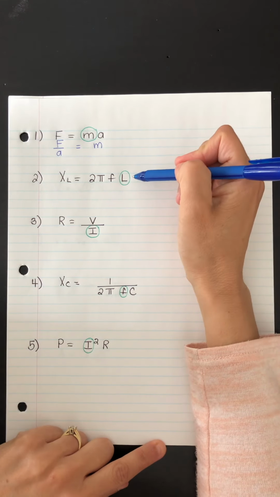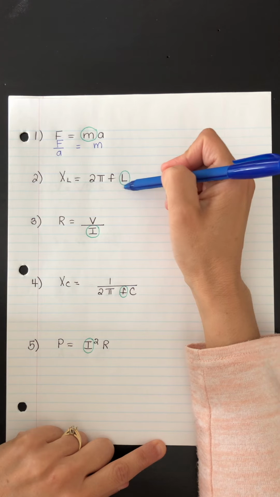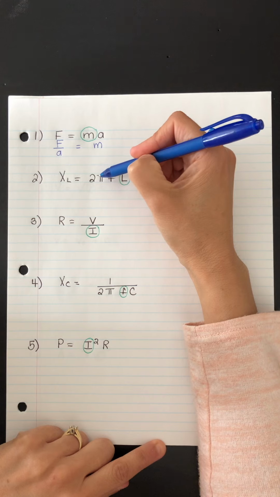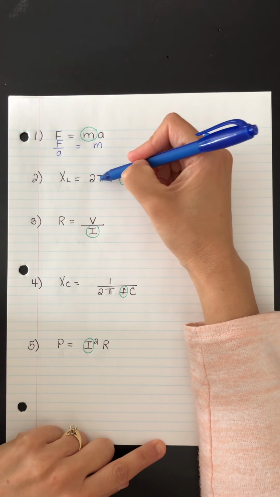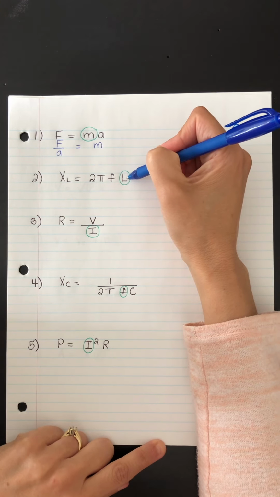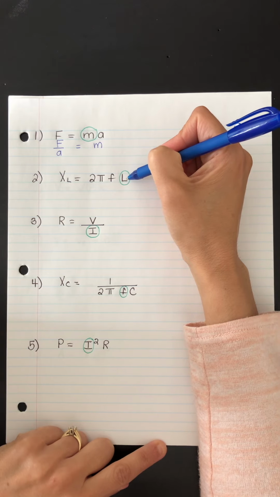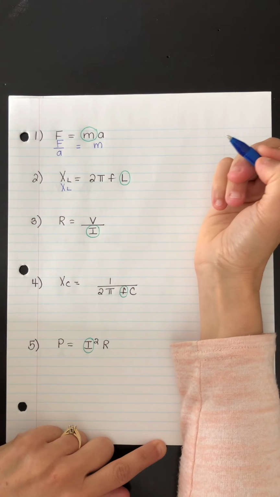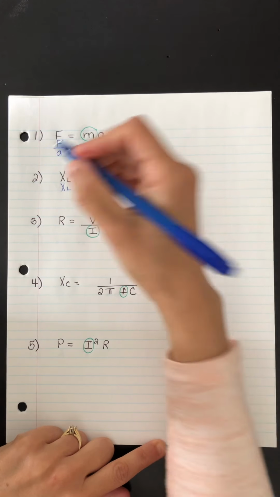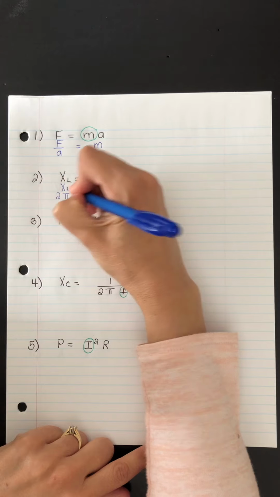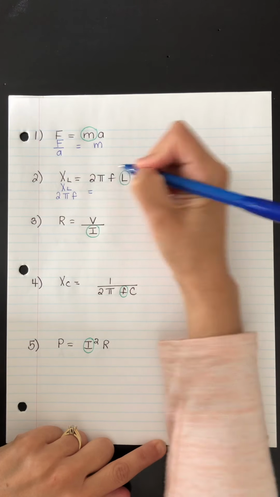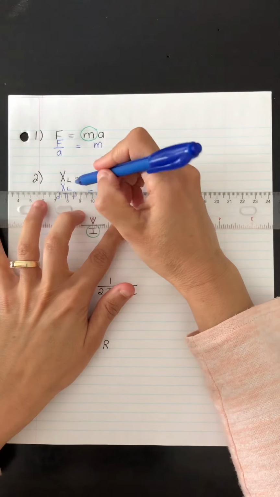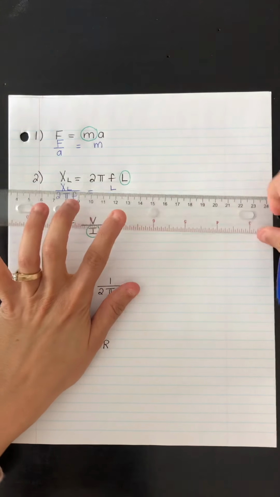The second problem is the same. We want to isolate L here, the inductance. 2 and pi and f are currently being multiplied by the inductance. So we do the opposite of multiplication. Once again, that is division. So the inductive reactance is divided by 2 and by pi and by f in order to isolate the L, which is the inductance.